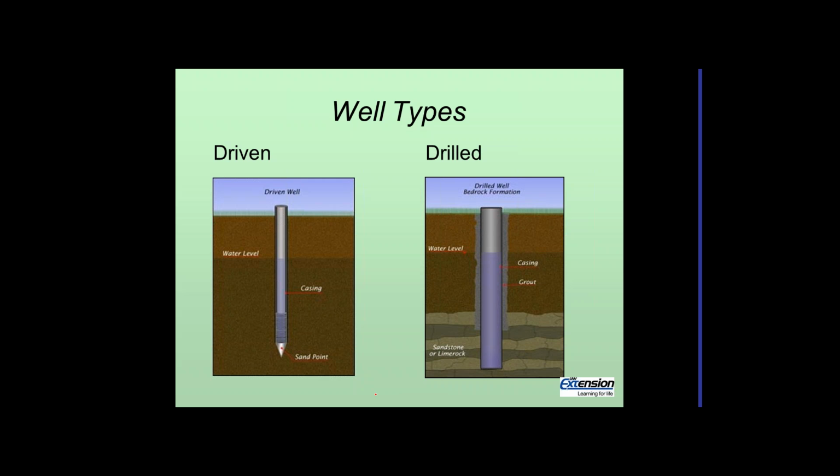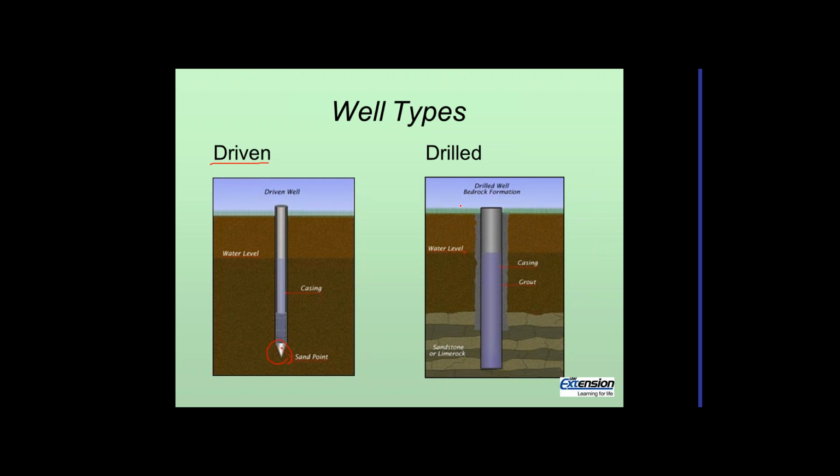So we have a couple different kinds of wells that can be used. On the left here is a driven well. This is commonly called sand points. It's a pipe with a point on it, and we just pound that into the ground. Typically we use this when water is less than 20 feet from the surface, because we're going to have a pump above the surface, sitting at ground level, and it's going to have to lift that water out. So typically about 20 feet is the maximum you can use that type of pump with.